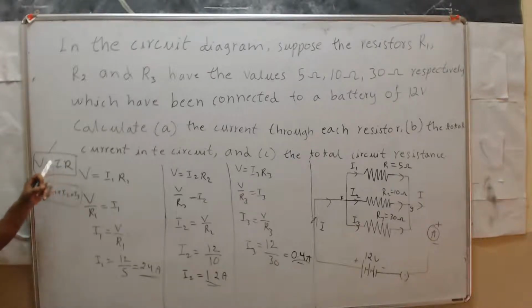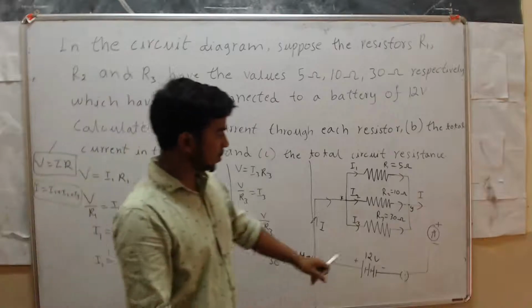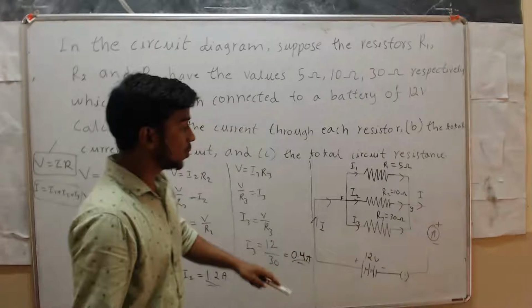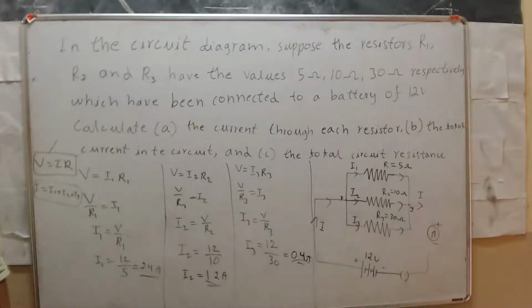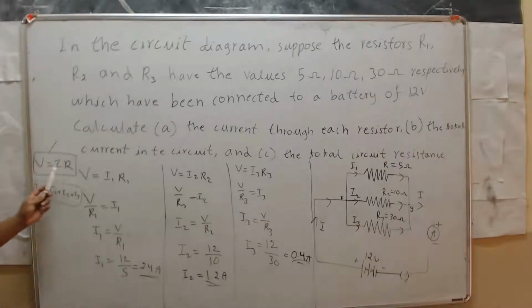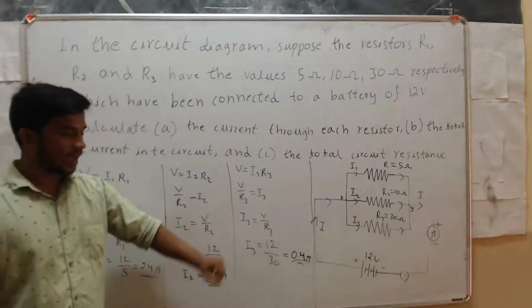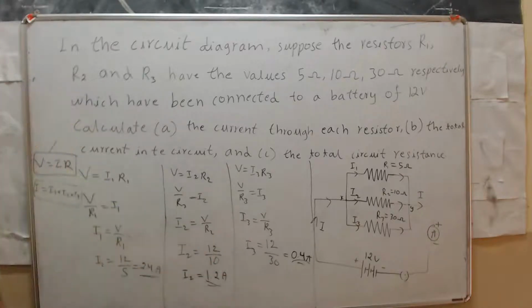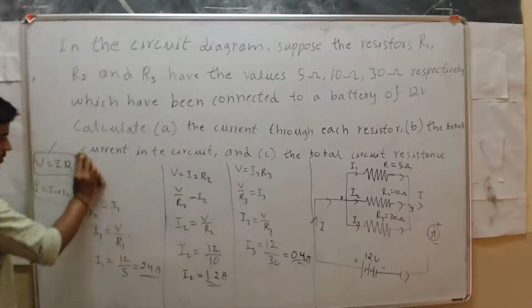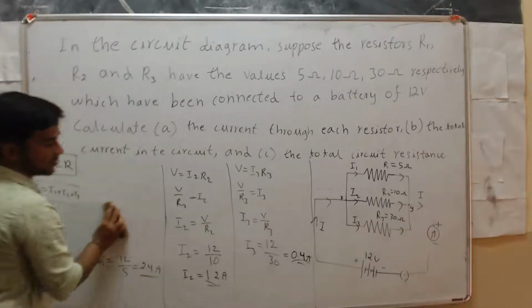If you want to use V equals I into R, you should know the total resistance in the circuit. But here you don't know the total resistance, only the values of the individual resistors. First calculate the total resistance, then you can calculate current. Already we have found I1, I2, I3, so very simple: we can go with I equal to I1 plus I2 plus I3. If you use the other one, you will get the same answer. Now calculate the second one, the total current in the circuit.